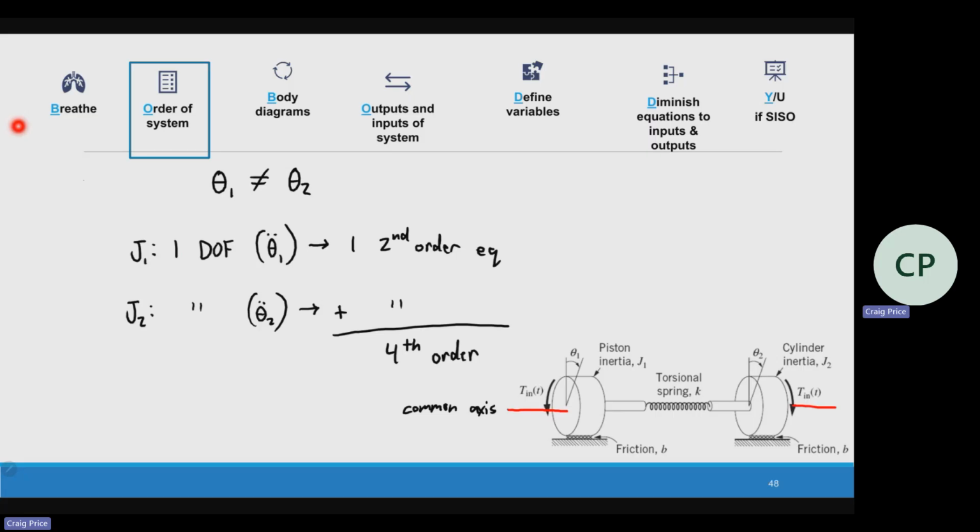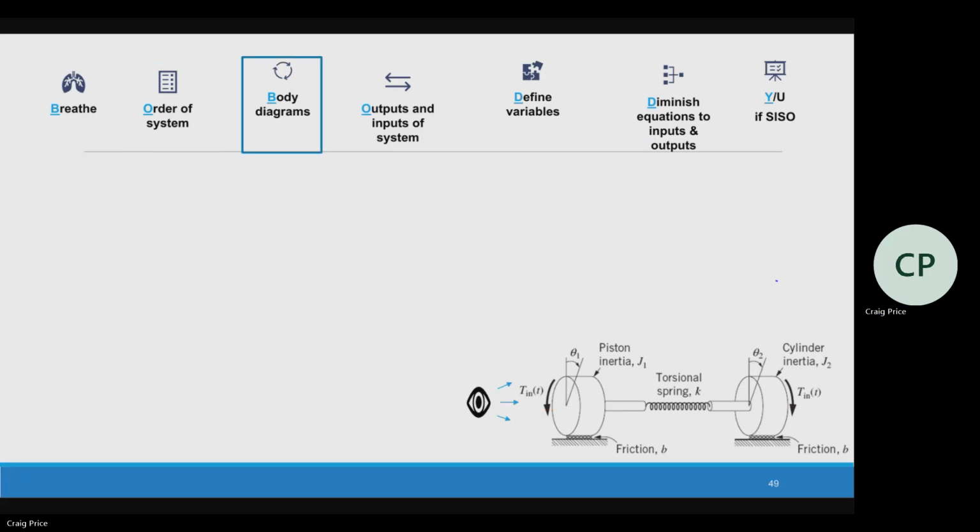Okay, next up, we have the body diagrams. And this is where it can get a little tricky. So for my body diagrams, for a three-dimensional body, I usually put an eyeball just to represent which way I'm looking from, because I can either look from this side or the other side. It's going to change things. So I'm going to look from this side, and I've got J1 here, and I've got J2 here. And because I'm looking from this direction, these are my directions of the positive displacements.